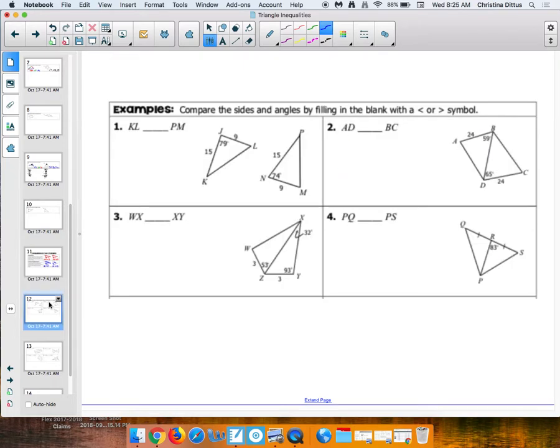Okay. Alright. So look at 1. Do I have sides that match? I have 9, 9, 15, 15. The angle in between, and I just covered it up, that was very smart, is 79 and 74. So which side has to be bigger, the one by 79 or 74? 79 has to be bigger. So KL has to be bigger than PM, right? Greater than sign.